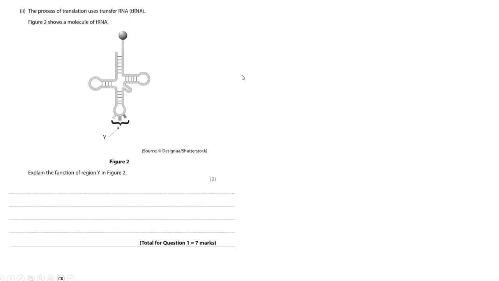The process of translation uses transfer RNA or tRNA. Figure 2 shows a molecule of tRNA. Explain the function of region Y in figure 2. Well, region Y is the anticodon. This here would be the amino acid binding site, so that's an amino acid. But here is the anticodon, which will bind to the complementary codon on the mRNA.